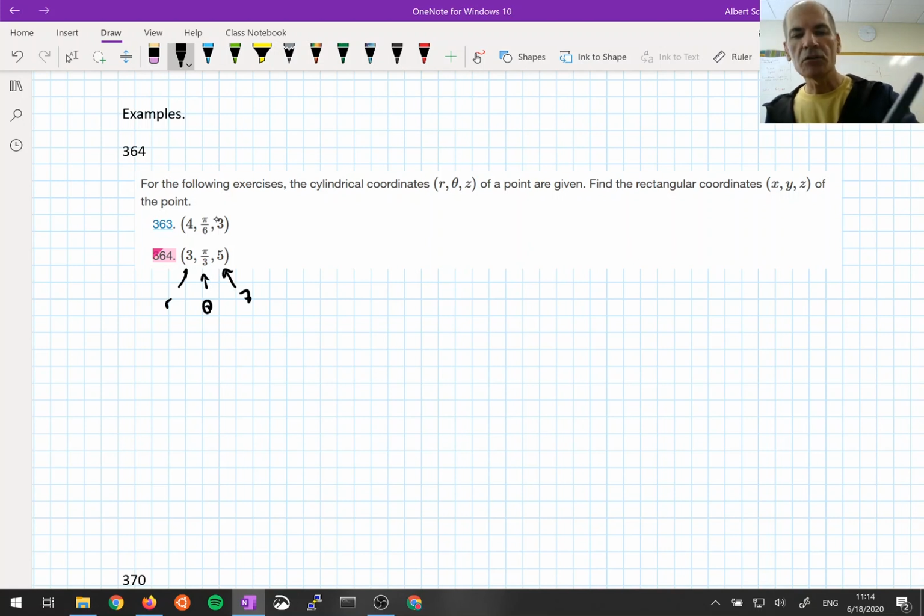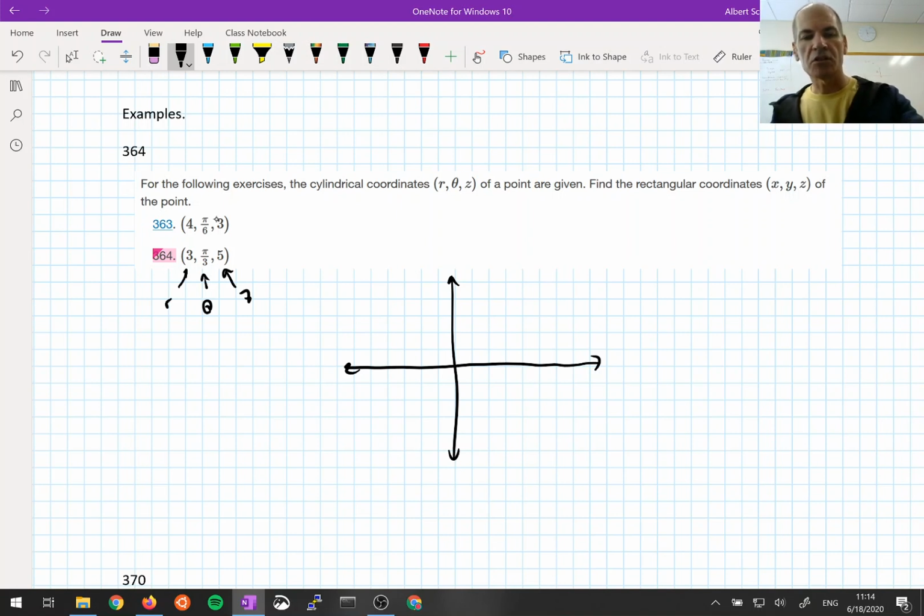I usually draw an xy plane when I'm trying to figure this stuff out. And I know that my point is a distance 3 from the origin and makes an angle pi over 3. So it's going to be something like this, 3, pi over 3, like that. And now, immediately I see I have a right triangle. Let me make this much larger. So the distance from the origin is 3. The angle with the x-axis is pi over 3. Immediately drop a right triangle, and you're going to be able to figure out x and y.